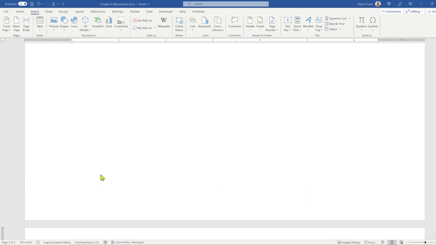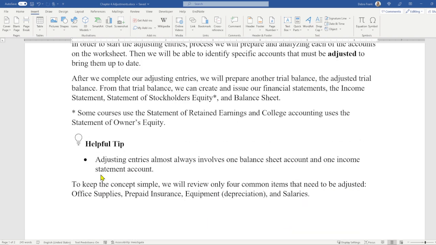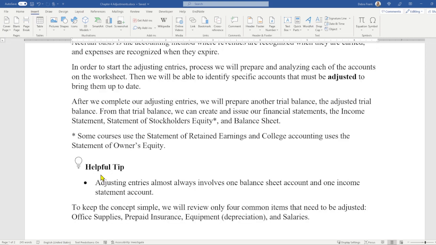So let's move up here just to go over a helpful tip. A helpful tip here as we do these adjusting entries together is that they'll almost always involve one balance sheet account and one income statement account. And as we work through 4 common examples, we will see that one balance sheet and one income statement account are used for the adjusting entries. So to keep it simple, we're just going to do 4 common ones.